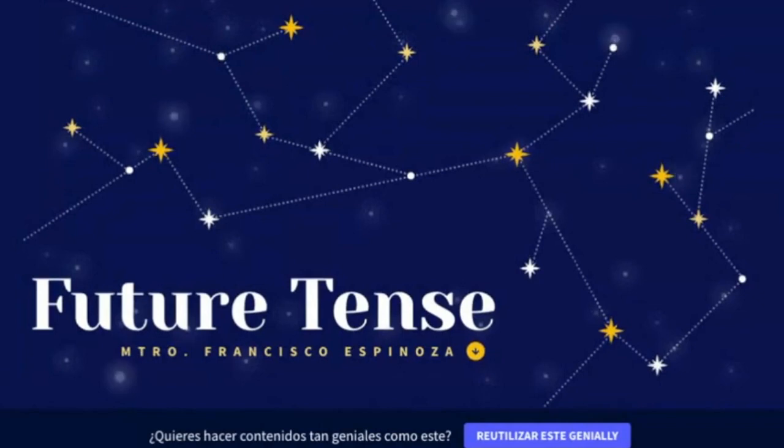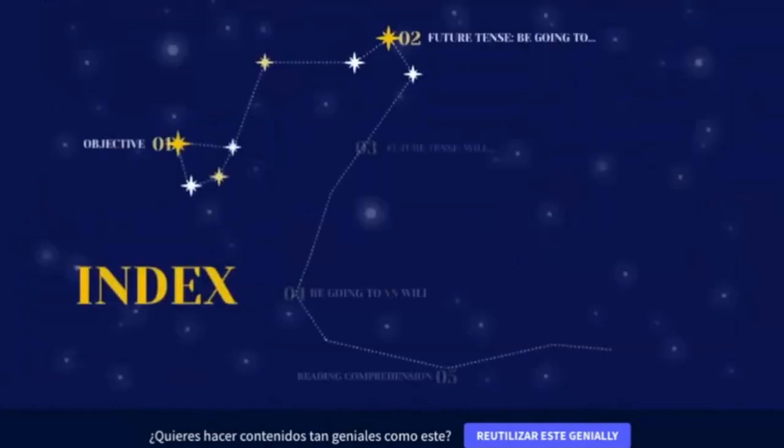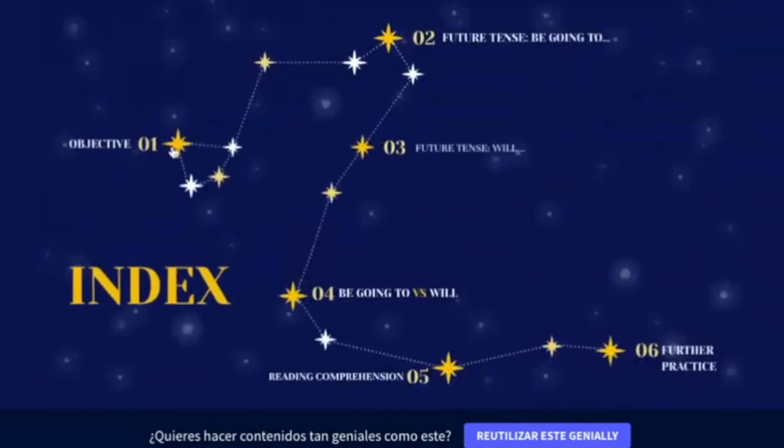But first, we're going to check the index or the agenda for today's session. We're going to start with the objective, then the future tense with be going to. After this, we're going to learn the future tense with will. When we finish the future tense with will, we're going to learn the difference among be going to and will. Then we have a reading comprehension activity. And point number 6 is further practice. It's practice for your house.